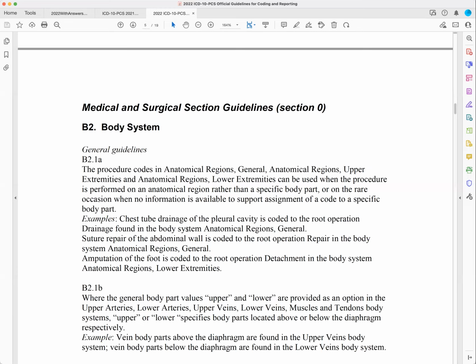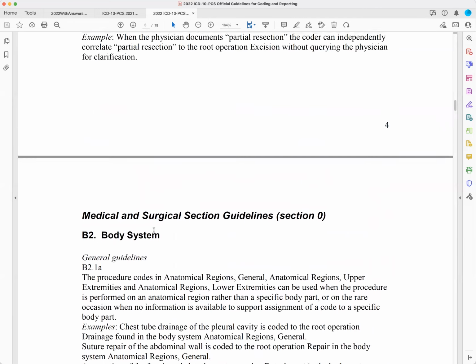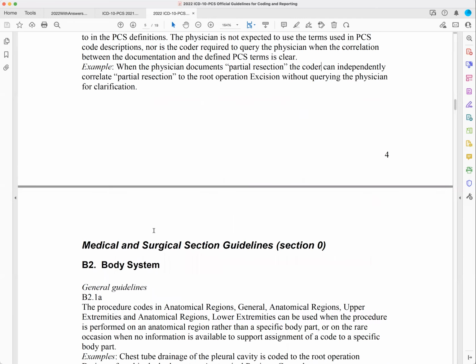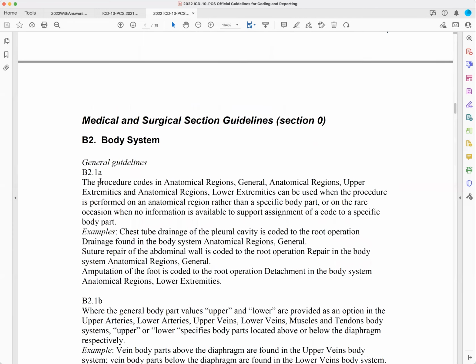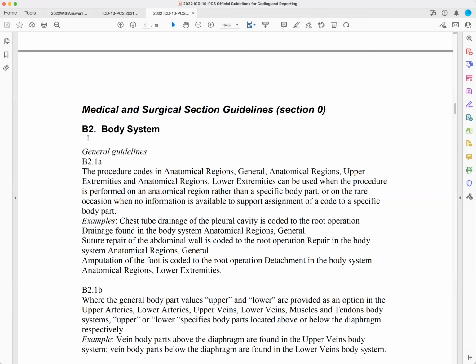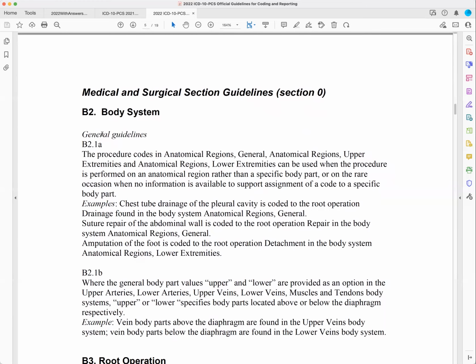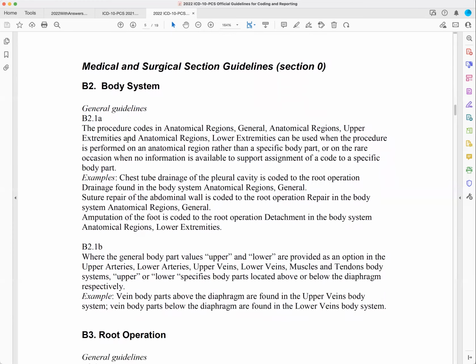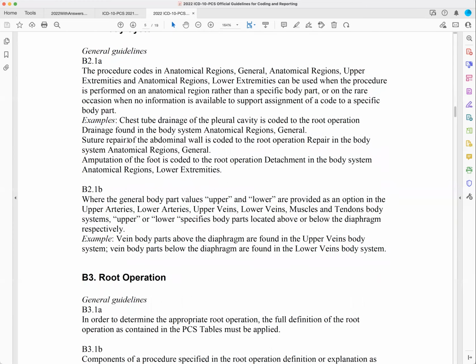So we don't have a, let's see here, make sure I didn't miss anything. We went from A11 to B2. So there isn't a B1. B2 is body system, and I'm not going to read through all of these. Again, I want you to read them cover to cover to make sure that you're aware of what is in here. So section B2 covers the body system. There's some general guidelines there with some examples.